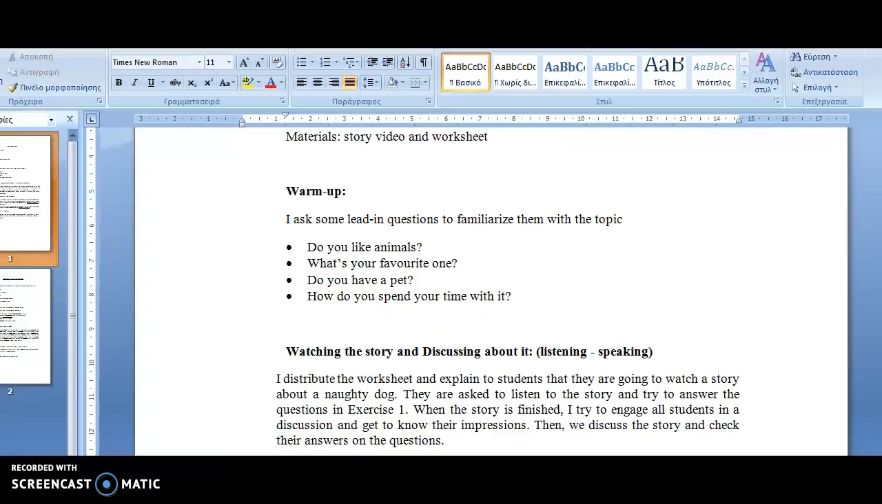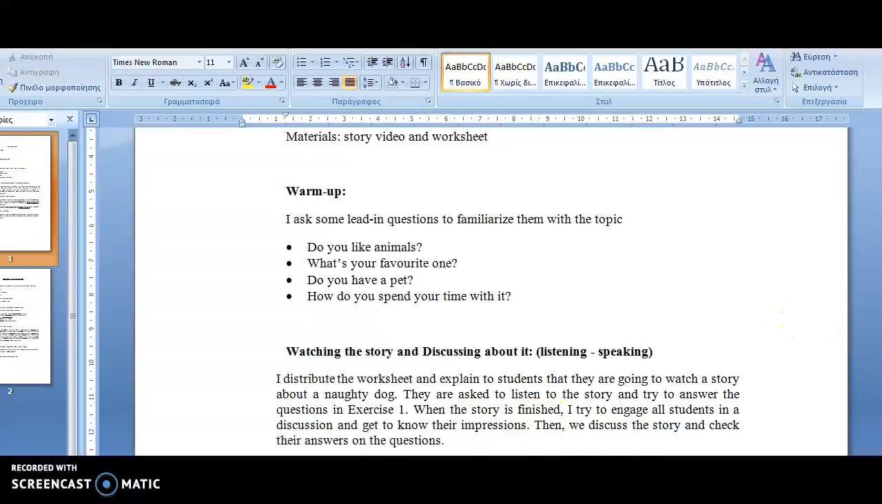So let's move on to the next stage of my lesson plan, which is watching the story and then discussing it. See here that now I'm starting to integrate skills. Students are going to practice their listening skills while watching the story, and then speaking skills while trying to discuss the story. So this is what I'm going to do. I will distribute the worksheet and explain to my students that they are going to watch a story about a naughty dog. They are asked to listen to the story and try to answer the questions in exercise 1. When the story is finished, I try to engage all students in a discussion and get to know their impressions. Then we discuss the story and check the answers to the questions.